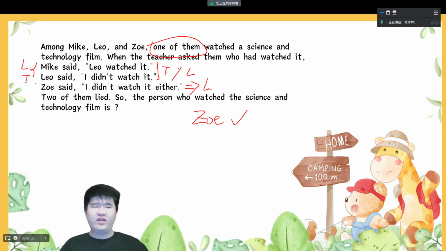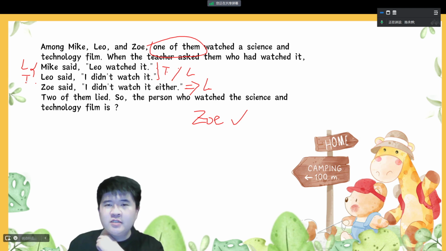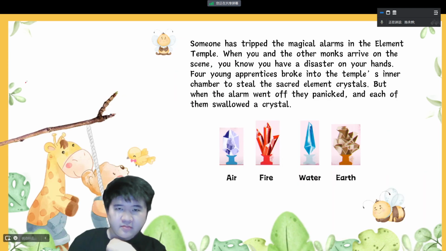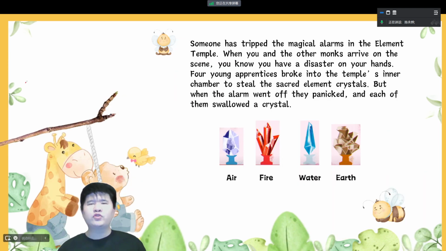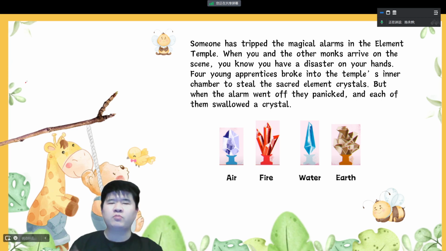For the first one, there are three simple statements, and we can find an answer at a very high speed. But for the second one, we will pretend to be a powerful monk in a story, in a world, and we will see whether we can overcome this terrible disaster. Someone has tripped the magic alarm in the element temple. In this temple, four element crystals are hidden, protected from being touched by others.